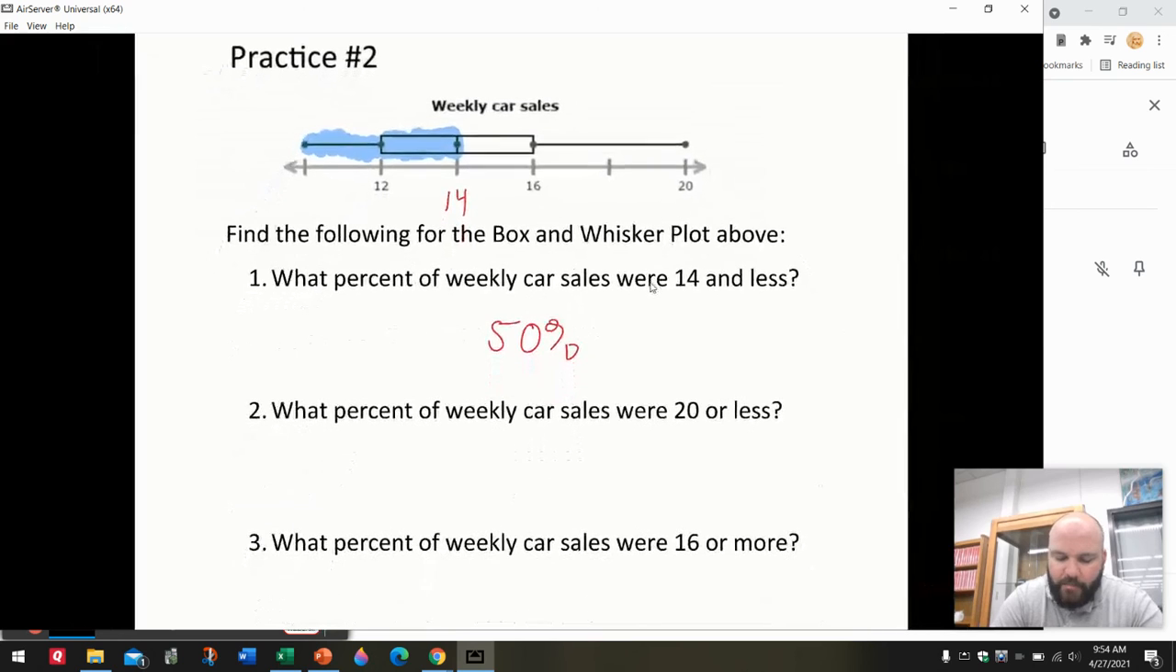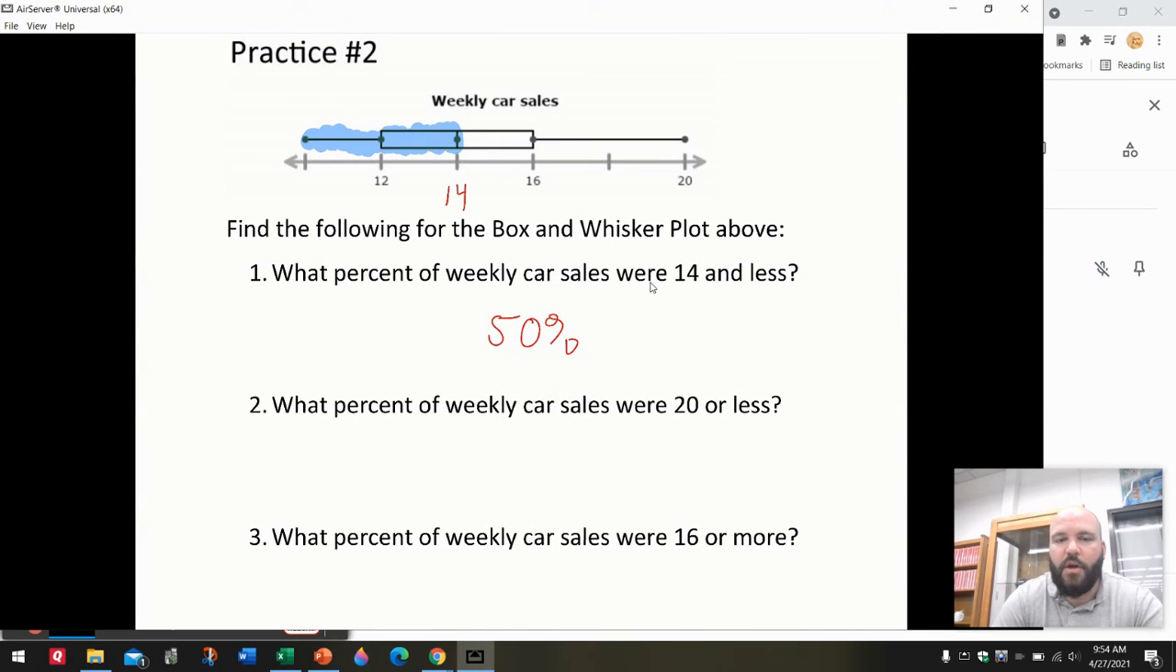Now it asks me what percent of weekly car sales were 20 or less. So if I go back and look at my data again, if I start at 20, which is right here, that's the maximum value. And then I go less, I end up highlighting all of our box and whisker plot, all of it, all the points are highlighted there. So it says what percent of weekly car sales were 20 or less? Well, because we highlighted the entire graph, that would be 100% of the data.